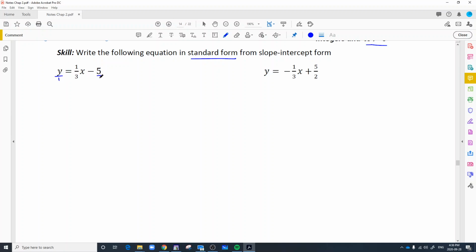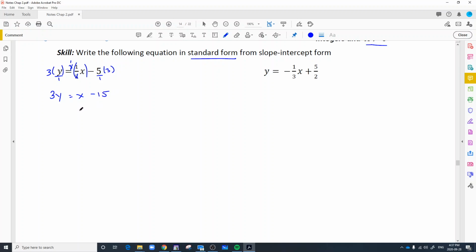So these both have denominators of 1. So the lowest common denominator would be 3. So you can either create that denominator 3 and then drop it, or you can multiply every single term by 3. So that you end up with 3 divided by 1 is 3, so you've got 3y. 3 divided by 3 is 1, so you've got equal to 1x. And then 5 times 3 is 15.